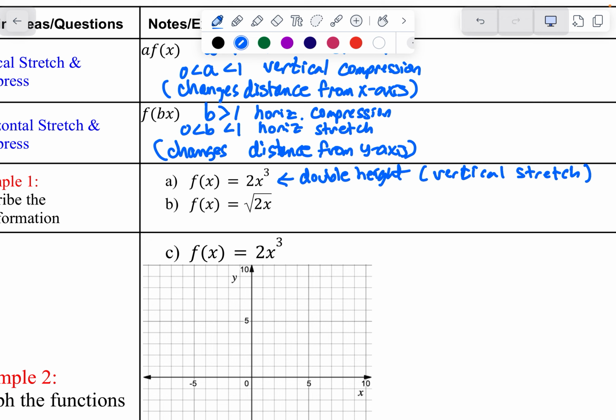But if there's a 2 on the inside of the function, it is going to compress it inward. It's going to make it closer to the y-axis. It's technically a horizontal compression.